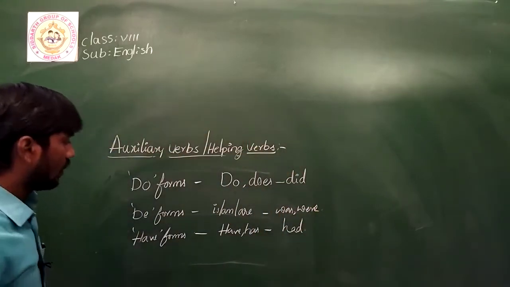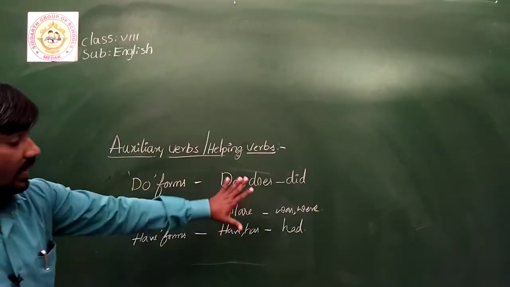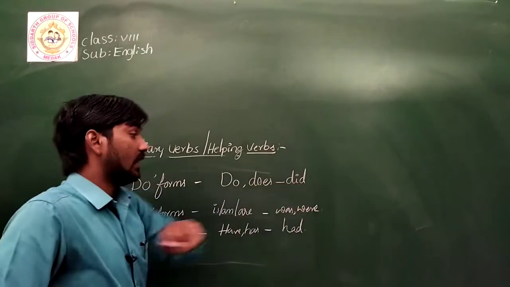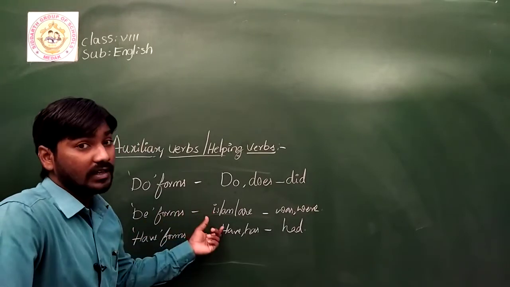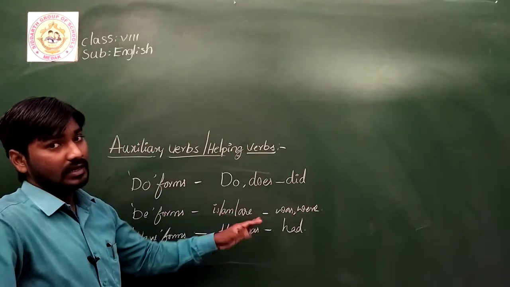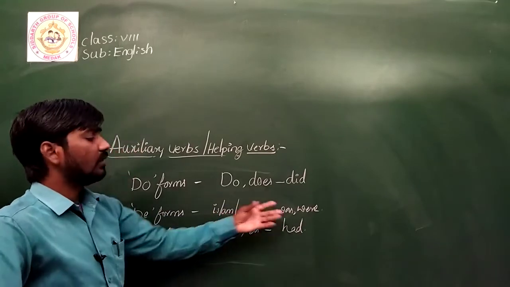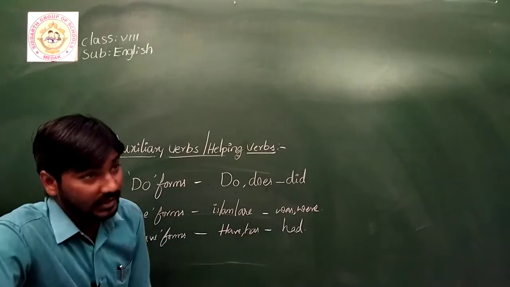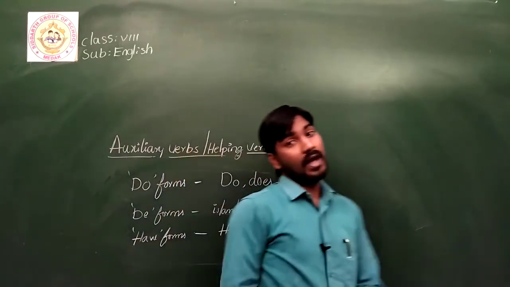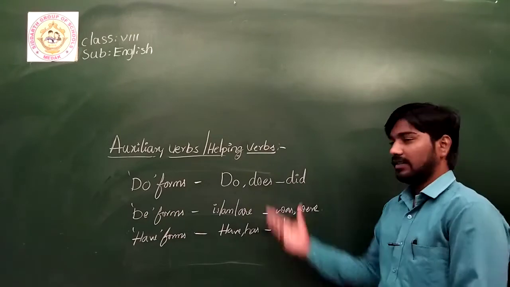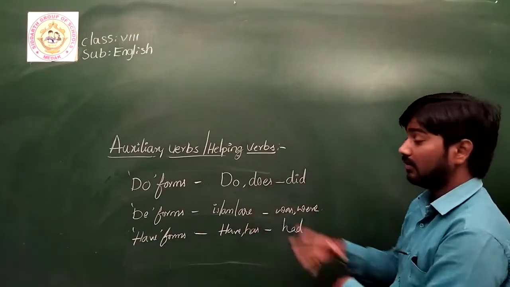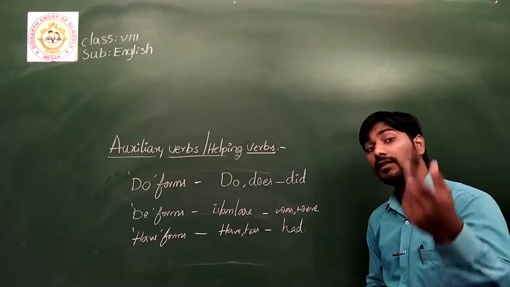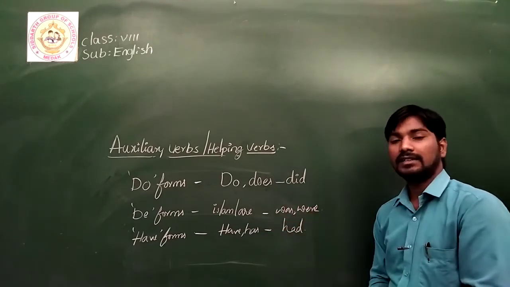Finished. So do forms: do, does, did. In the present tense we use do or does. In the past tense we use did. And be forms, in present tense we use is, am, are. In the past tense was and were. So singular and plural forms. And next, have forms: have, has in the present tense, had in the past tense. So very simple, you can copy this one. It is more comfortable for you than the table. These are the auxiliary verbs we will use in the different tenses.